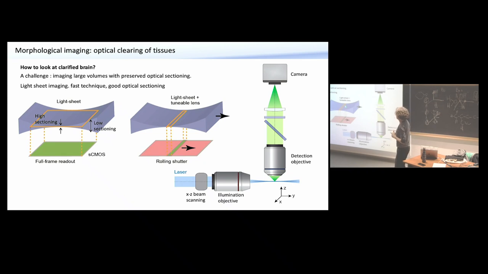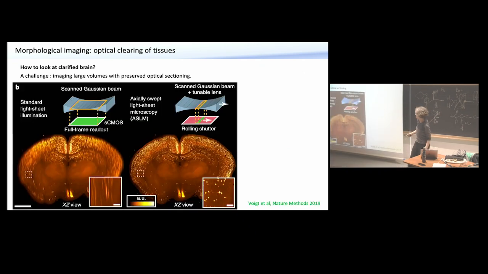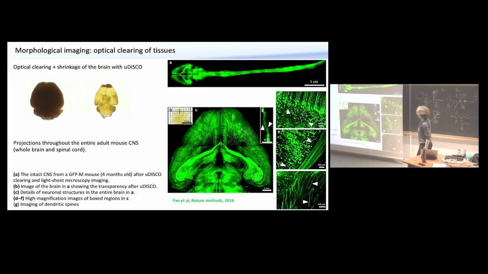And so you synchronize the scanning of your sheet of light with the rolling shutter of the camera, and you get some very nice images. Just to show you here. With these techniques, you get very clear images of the brain, which, if you don't use them, on the border of the field of view, it's blurred. Okay, and just an example of this.